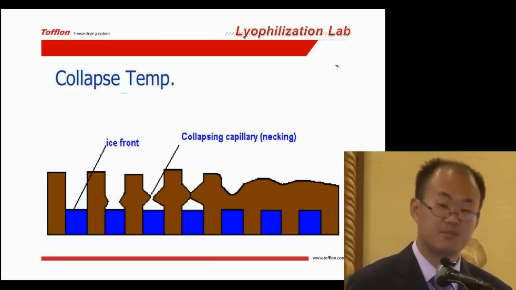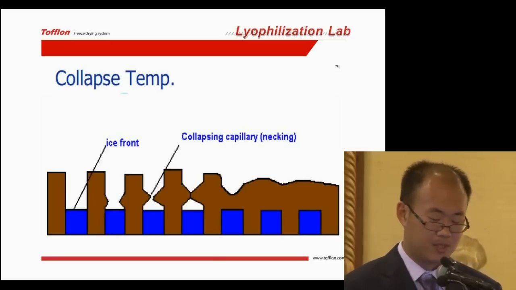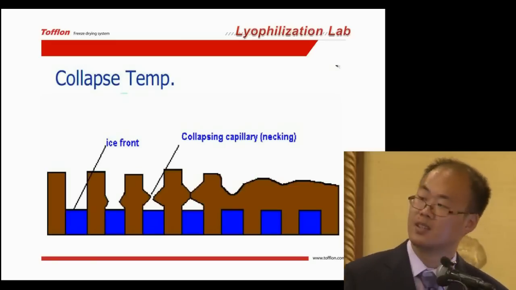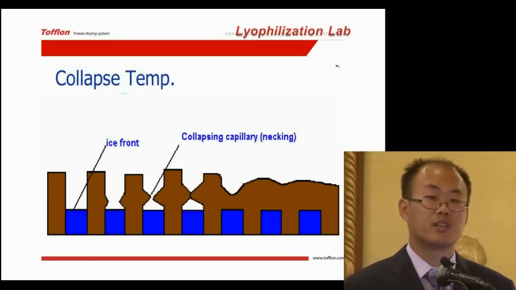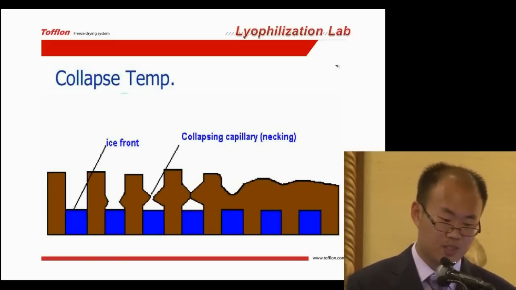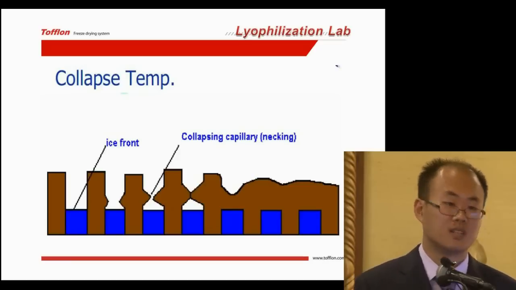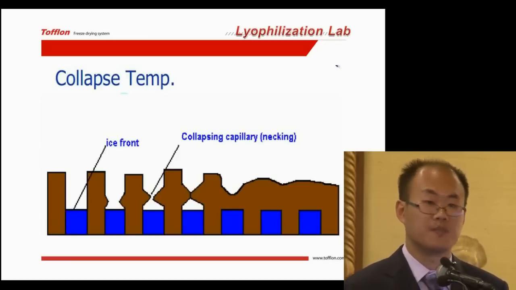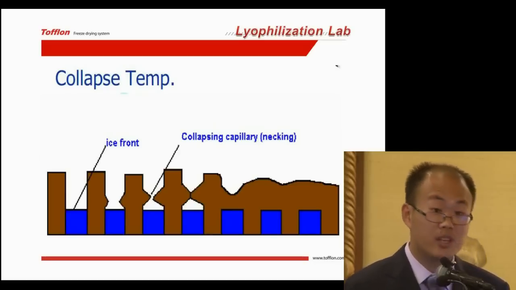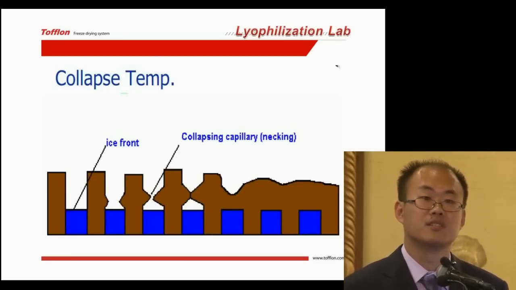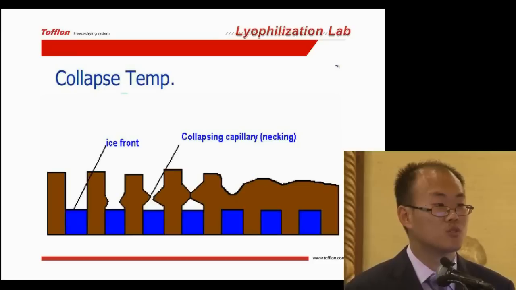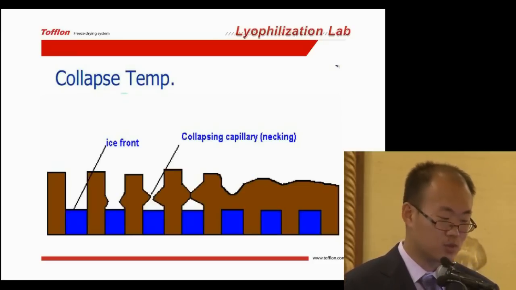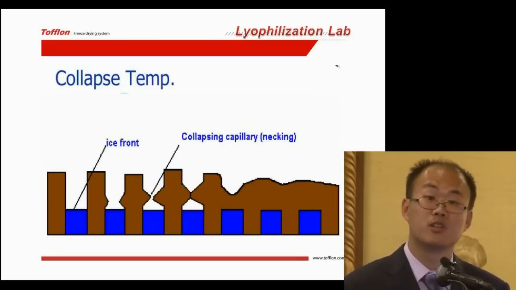We use collapse temperature. So what is collapse temperature? Let's see the next picture. Just from this picture, we can consider the product, the drug solution, as this. Now there is the pore here, and the yellow layer is the drug, and the blue layer is the ice. When we go into the drying process, the ice sublimates through the pores. Now we increase the temperature.